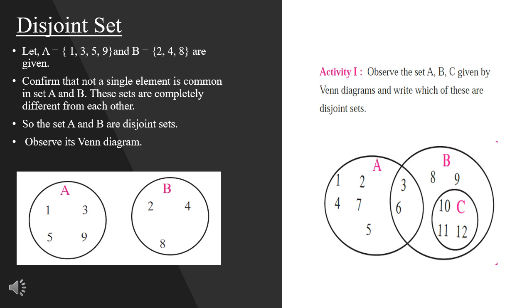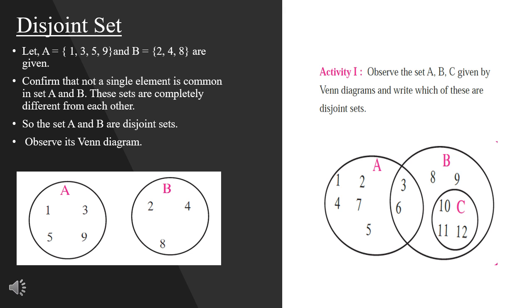What about B and C? C is inside B. So it is also having 3 elements common, that is 10, 11, 12. But compare now A and C. Do they have any elements common? No. Therefore, set A and set C are forming a pair of disjoint sets. Understanding? So basically disjoint sets are those sets which do not have any element common in them.